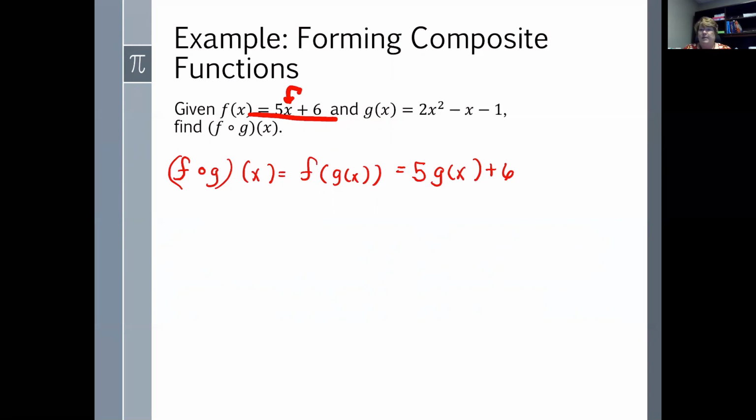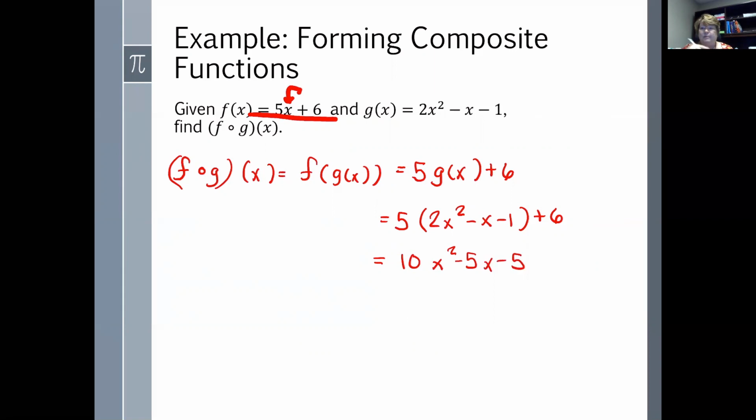But what's g of x equal to? Well, g of x is equal to 2x squared minus x minus 1. So I've replaced the input of f with the output of g. The output of g is 2x squared minus x minus 1. And then I'm just going to simplify this. I'm going to distribute the 5 across.